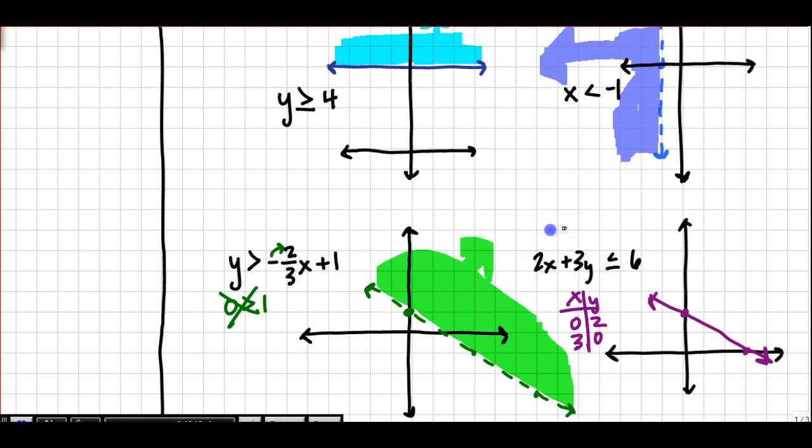To decide where to shade, I'm going to plug in 0 and 0 at the same time. 2 times 0 is 0, 3 times 0 is 0, 0 plus 0 is indeed less than 6. That's a true statement. So I know that (0, 0) is the side where the answers are. So I'm going to shade below the line this time. Again, some students would argue that the inequality is pointing to the left, so that's clearly the side we should shade on. Again, I don't know that that's entirely intuitive, so I would recommend that students use the test point each time.